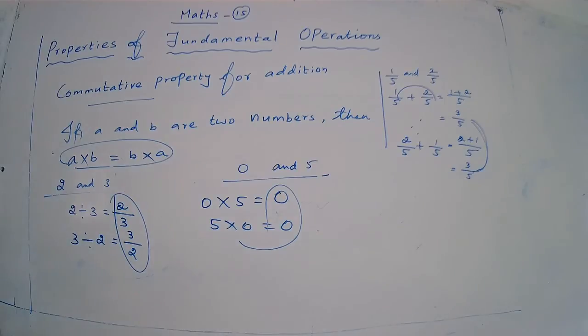Now you come, commutative property for subtraction of numbers. Same, the examples after one line is there. A minus B is not equal to B minus A. Is there? Yes. Underline the line. If A and B are two numbers, then A minus B is not equal to B minus A. Okay. So, commutative property is not true for subtraction of numbers.